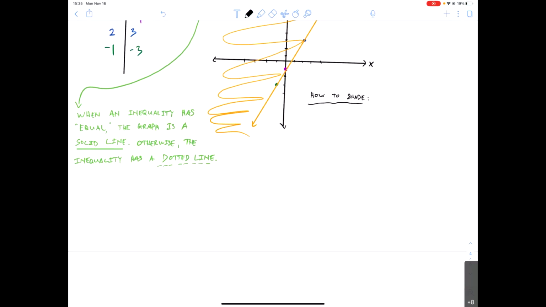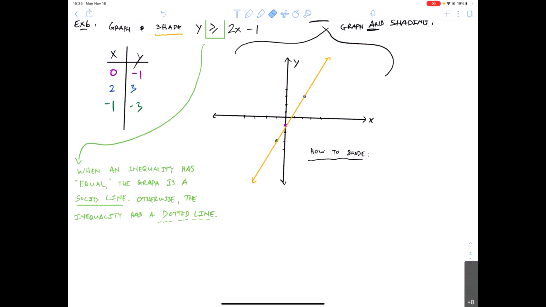So step 1, you want to pick a point not on the graph. Say we didn't have the shading right there, and you graphed just to this point. And you're like, hey, I feel confident. Got these points correct. Graphed my graph correctly. Now I just got to shade like Professor told me. Step 1. You want to pick a point not on the graph.